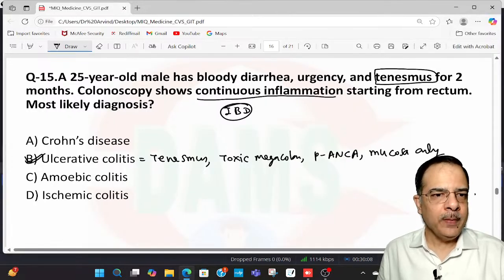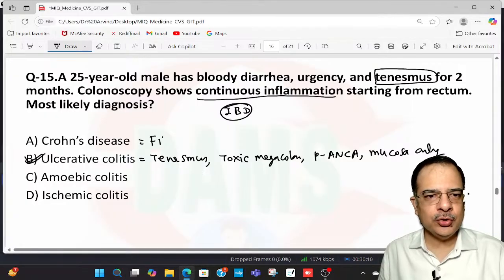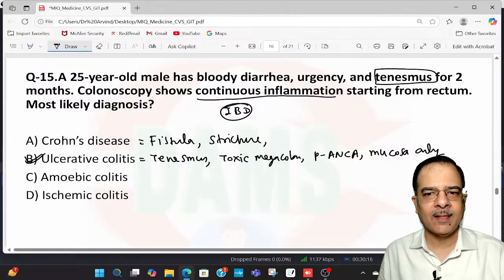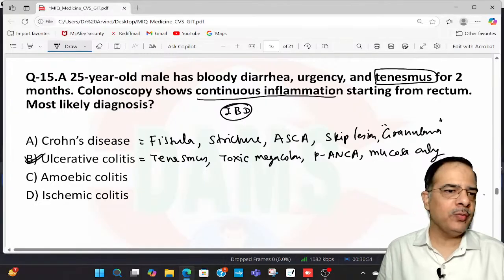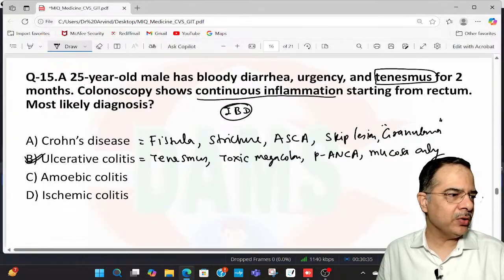Only the mucosa. To make a diagnosis of Crohn's disease, you should have these features: fistula formation, strictures, ASCA antibody present, and skip lesions. And the most important point, granulomas. When non-caseating granulomas are present, then you make a diagnosis of Crohn's disease.